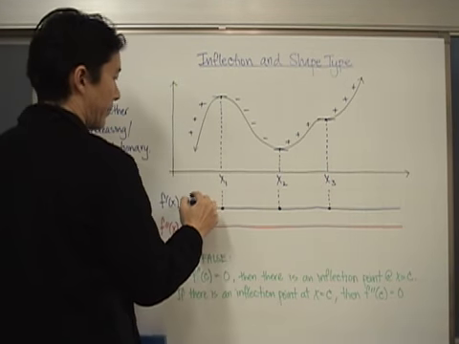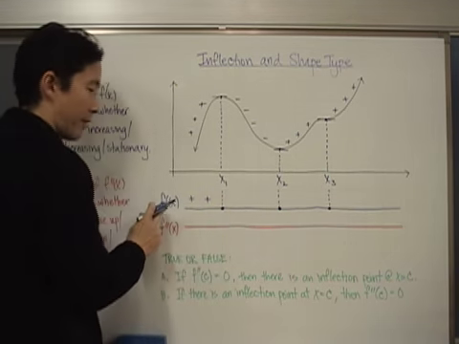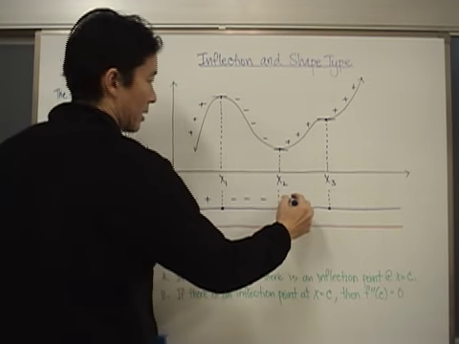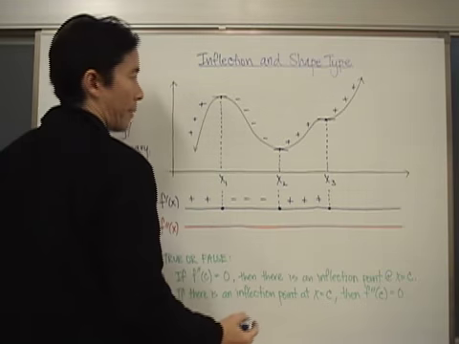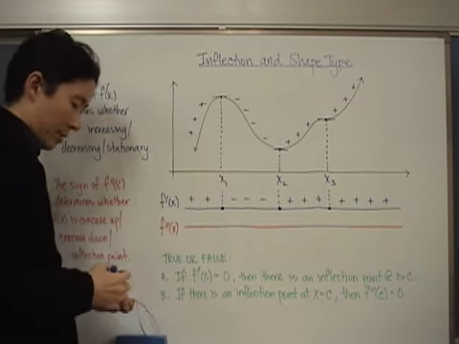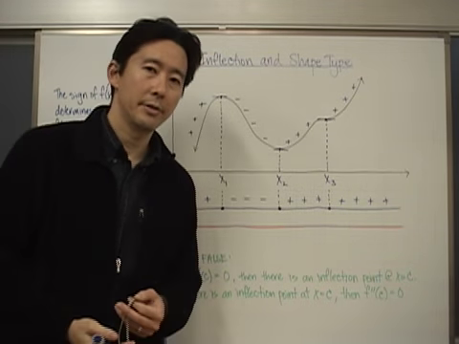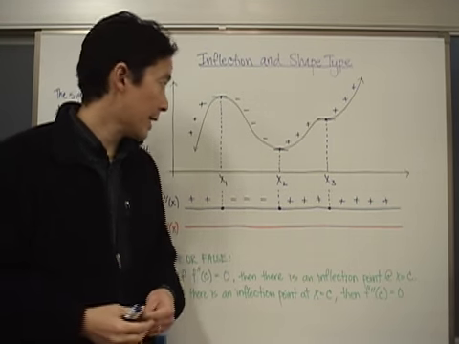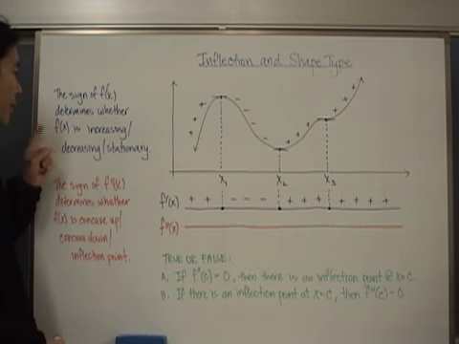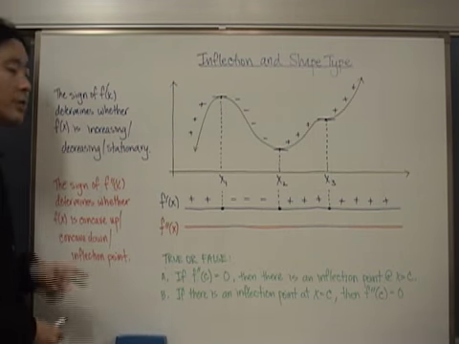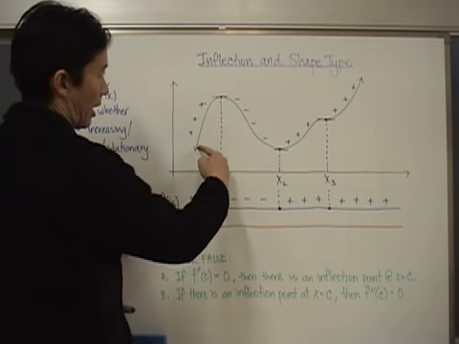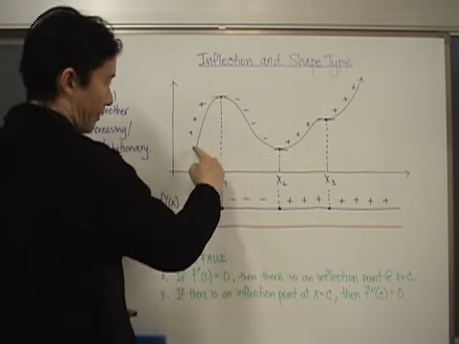So we know that all of these values here are positive values of f prime of x, then negative values of f prime of x, then positive values of f prime of x, and again positive values of f prime of x. Remember, what we wanted to do is use f prime of x and say that the sign of f prime of x determines whether f of x is increasing, decreasing, or stationary.